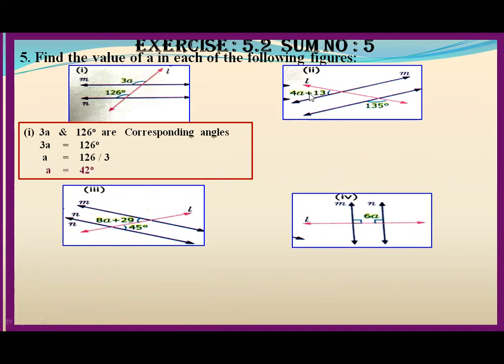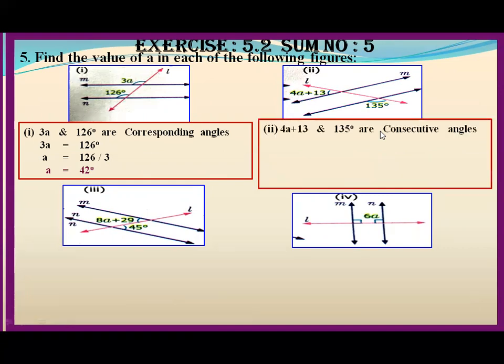Look at the next diagram. They are both on the same side of the transversal and both are exterior. So they are consecutive angles. So consecutive angles add up to 180 degrees. So 4A plus 13 plus 135 is equal to 180. So 4A is equal to 180 minus 148. When you add 135 with 13, you get 148. A is equal to 32 divided by 4. So you get your answer to be 8 degrees.